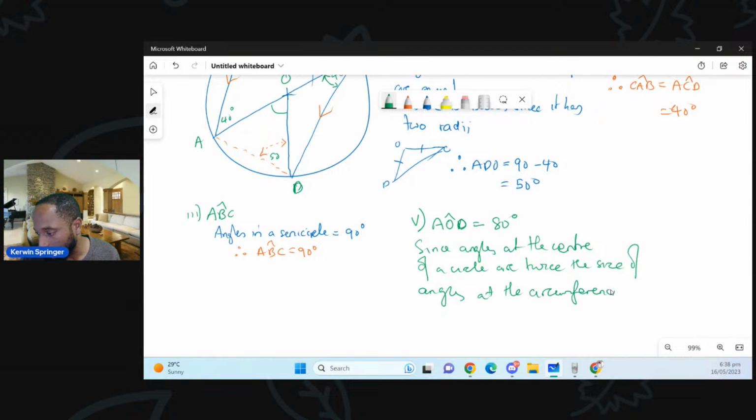Write it with me now. Angles at the center of the circle are twice the angles at the circumference from a common chord in the same segment.